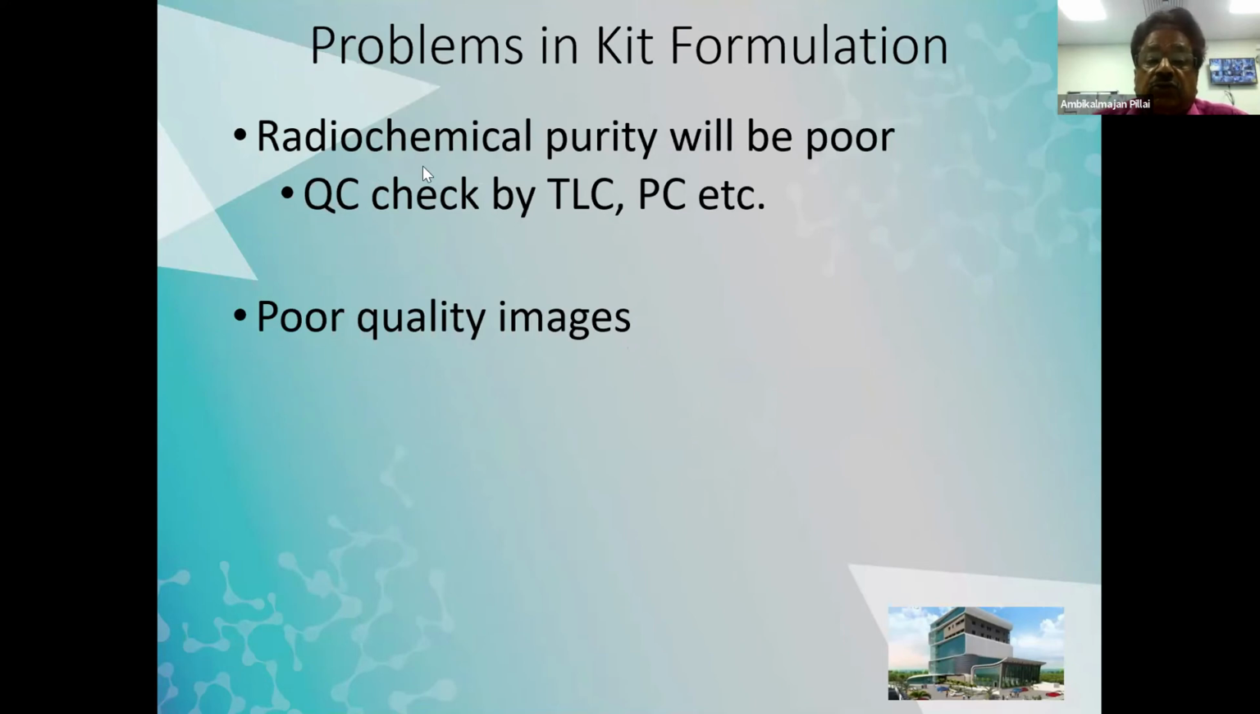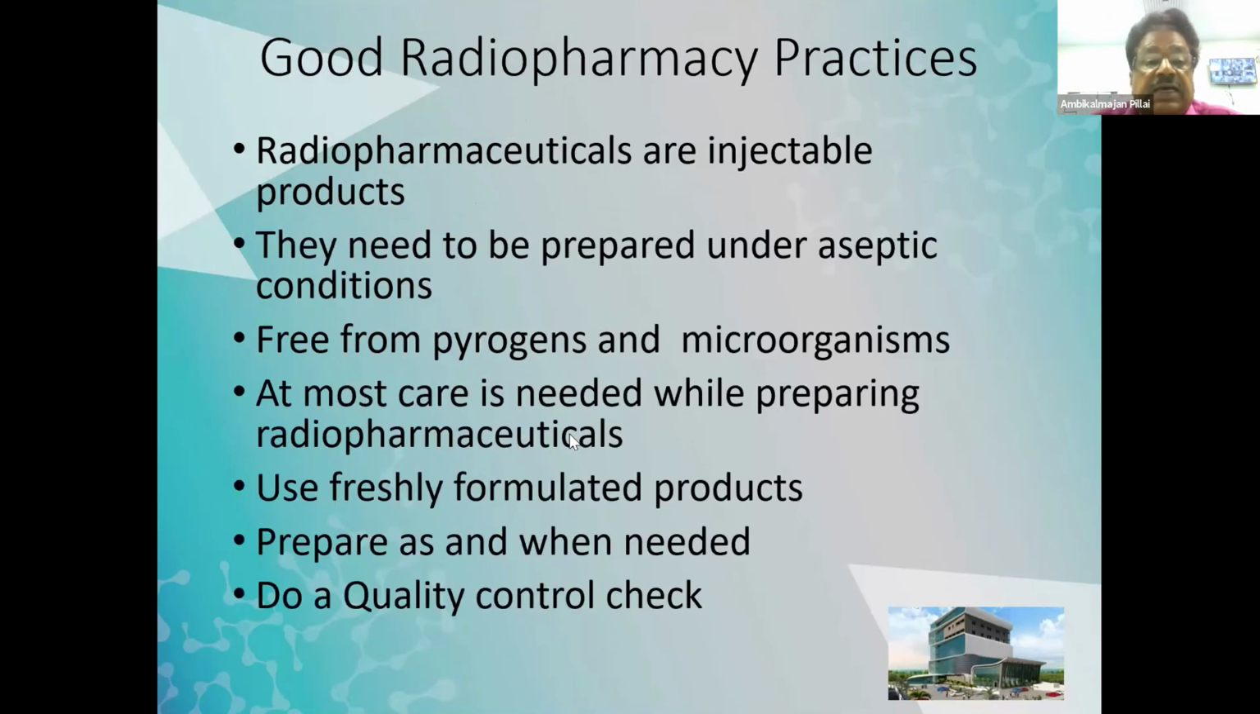Now, this will lead to poor radiochemical purity. You will say that a radiopharmaceutical should have a radiochemical purity of greater than 95%. You will get less than 95%, maybe 90%, 80%. As the purity goes down, the quality of the images keeps coming down. So poor quality images will be there.